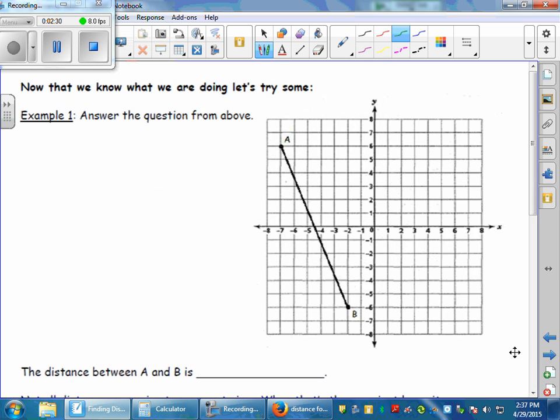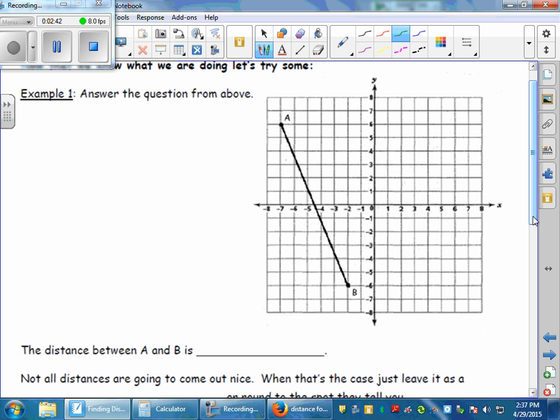Okay? So on the next page, I say, answer this question from the first page. Let's figure out the distance between A and B, or let's figure out how long this line segment is between A and B. All right? So we are going to make a right triangle out of it. And I'm going to count how long this side is and how long this side is. 1, 2, 3, 4, 5, just like I said before. And 1, 2, 3, 4, 5, 6, 7, 8, 9, 10, 11, and 12. So now I'm going to use my Pythagorean theorem, a squared plus b squared is equal to c squared, and plug into here.